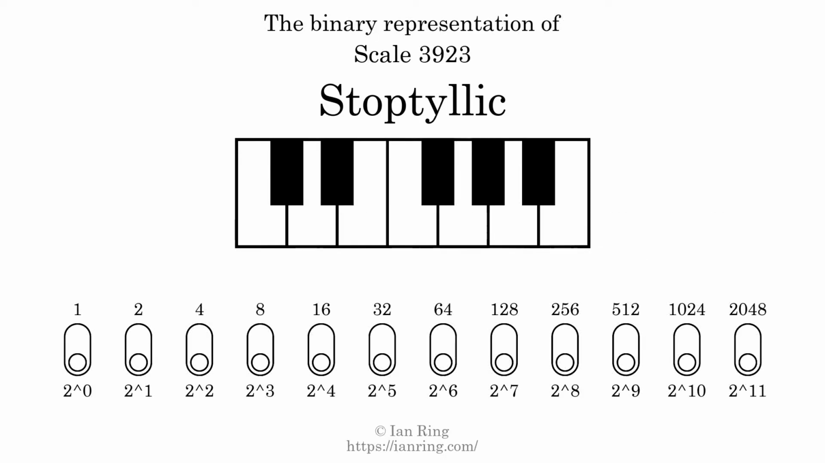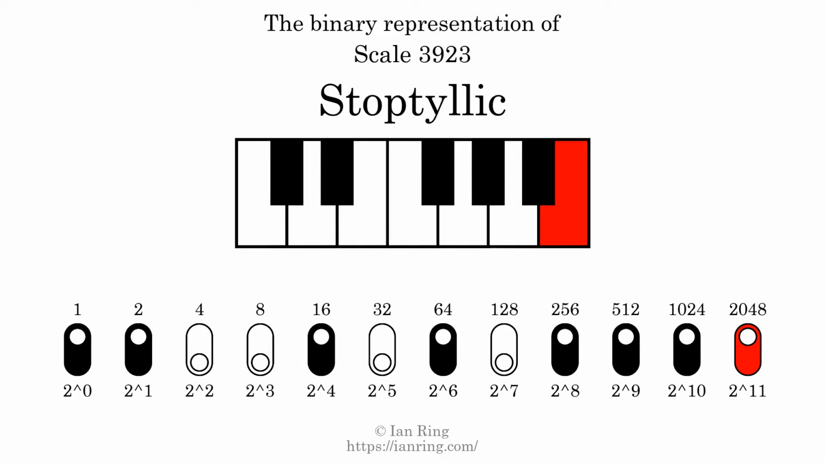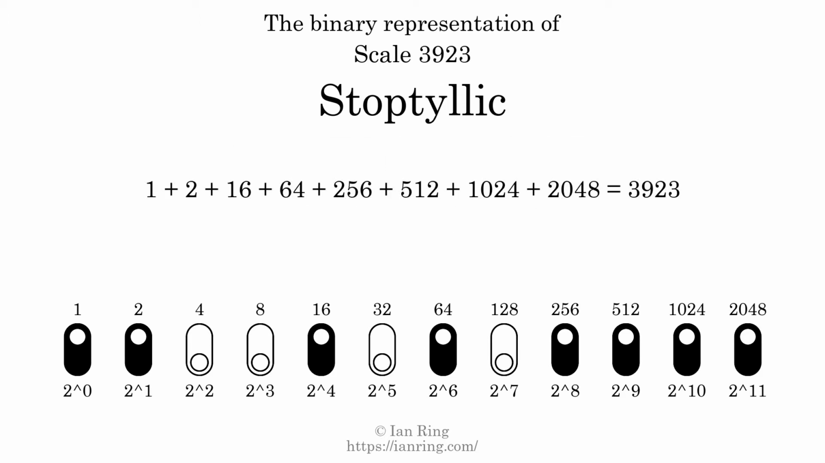The binary representation of this scale is determined by mapping tones of the scale to binary digits. Each binary digit represents a power of 2. To get the scale number, we add the powers of 2 together. The powers of 2 that are present in the scale, all added together, equals 3923.